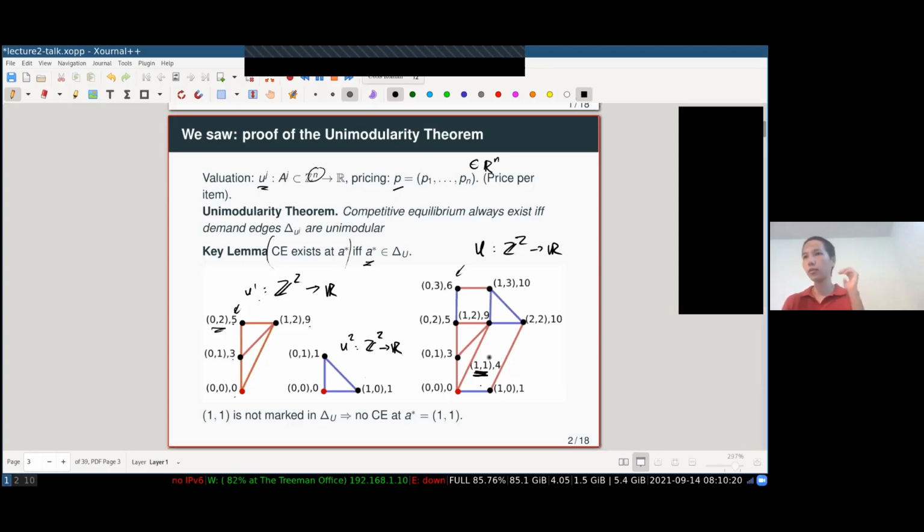Unfortunately, this 1, 1 is not part of the subdivision. It's strictly below the subdivision. And so I can immediately conclude there's no competitive equilibrium at this point. There's no price P upon which agents are going to be happy splitting this 1, 1 bundle. That's what we saw last time. If you have any questions, please let me know.